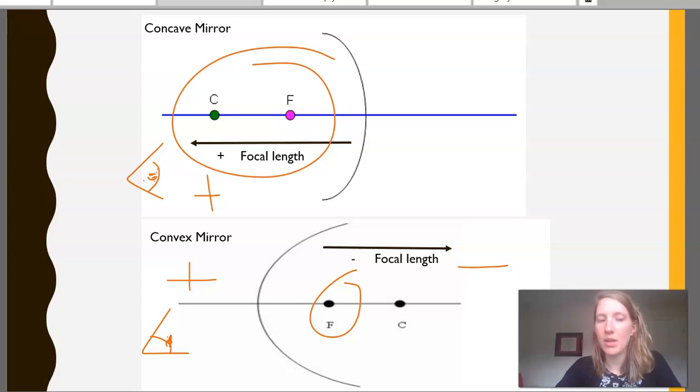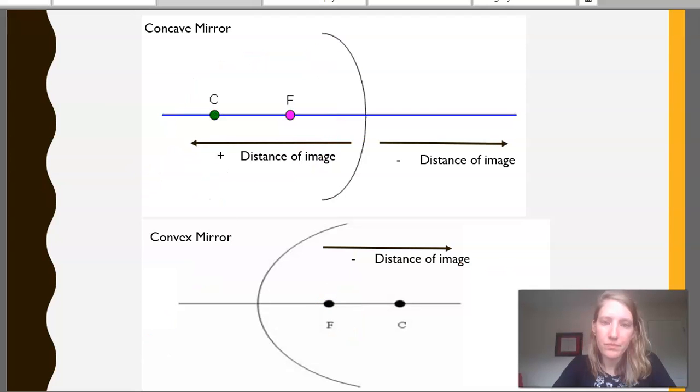And that matters because when we start plugging them into the equation, if you put in a positive focal length for a convex mirror, you're going to get the wrong answer. All right. Same with image, and object is always going to be on the positive side, so you don't have to worry about that.